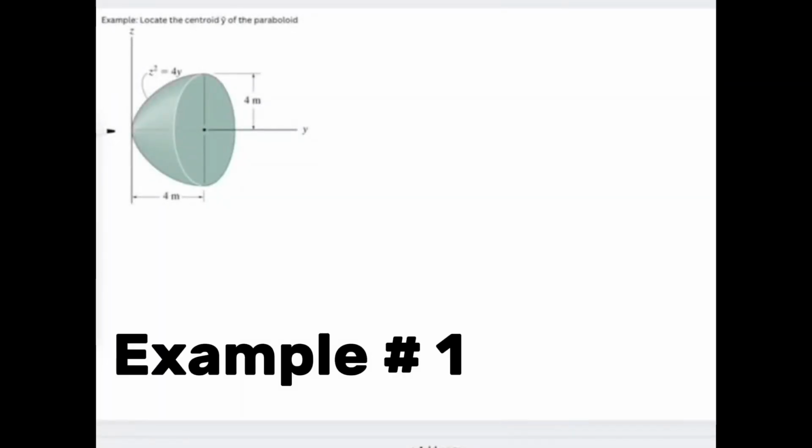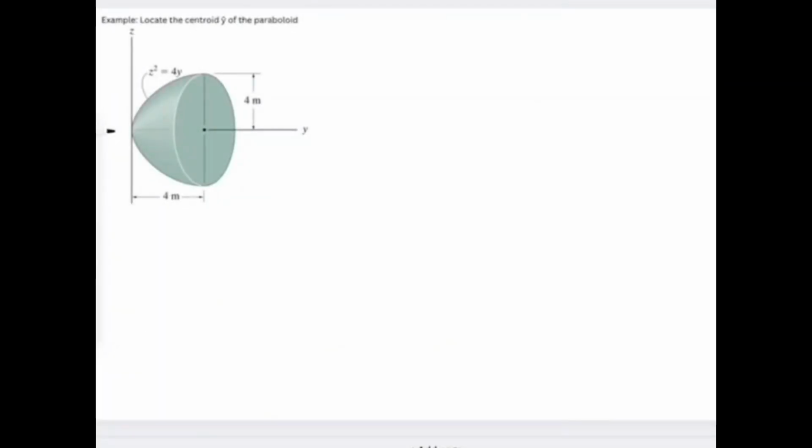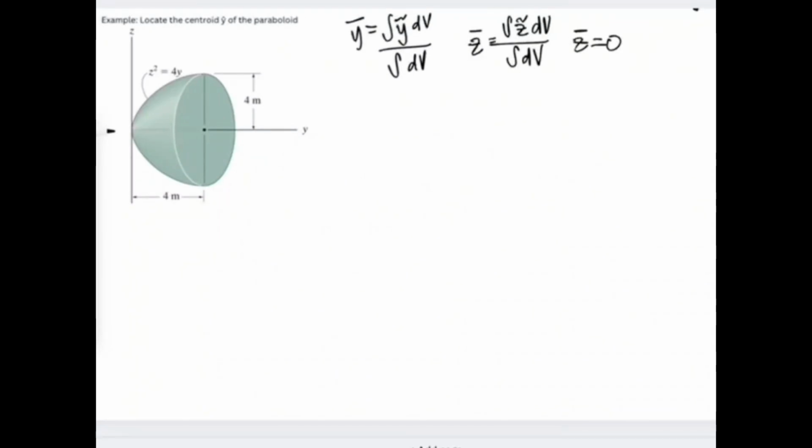So may example naman tayo guys. Yung problem is locate the centroid of y, para y bar, of the paraboloid. So bali yung formula natin na y bar is equals to integration of y tilde dv all over integration of dv. Tapos z bar is equals to integration of z tilde dv all over integration of dv. Makikita natin guys na nasa gitna naman na yung paraboloid. Same na 4 meters na yan. Kaya bali yung center na nung sa may z part natin, z bar is equals to 0 na.